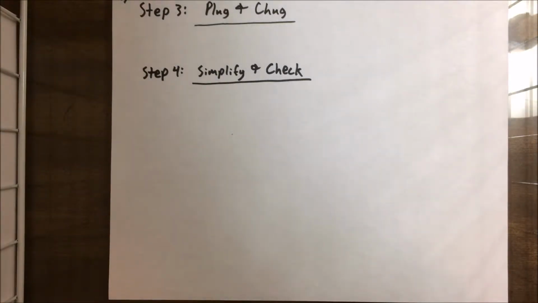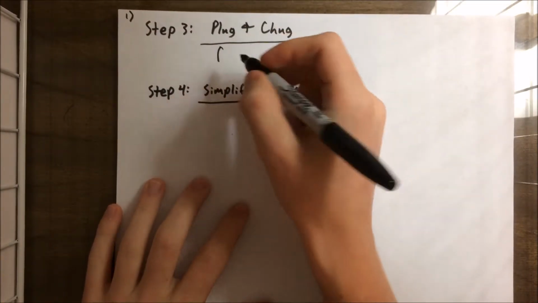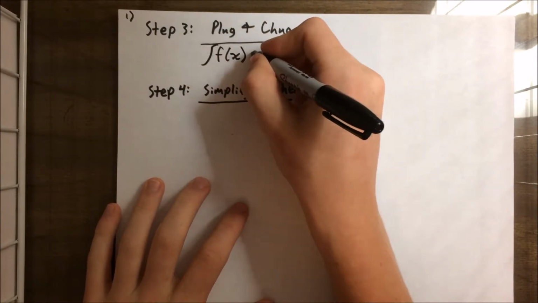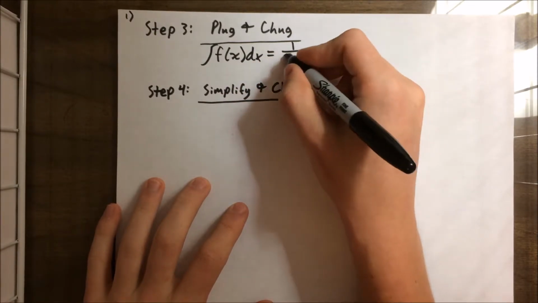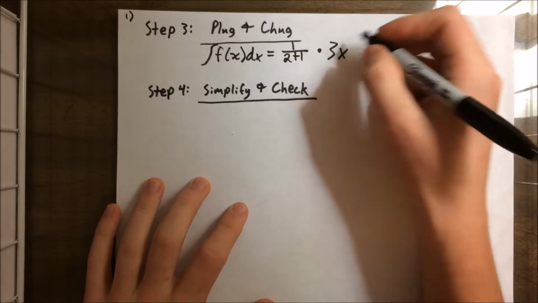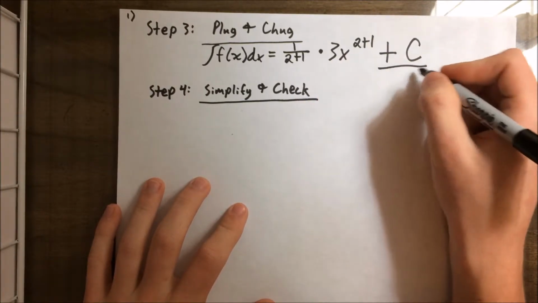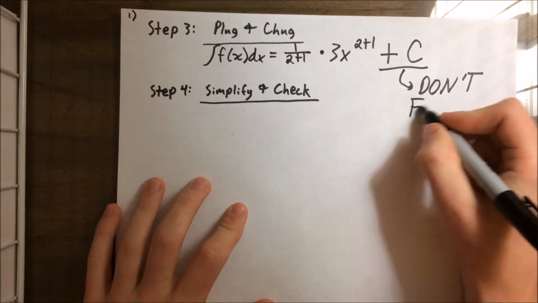In step 3, we are going to plug in. So we have the integral of f of x dx is equal to 1 over n, which was 2, plus 1, times a, which is 3, x to the n plus 1, and then plus c. Don't forget this.